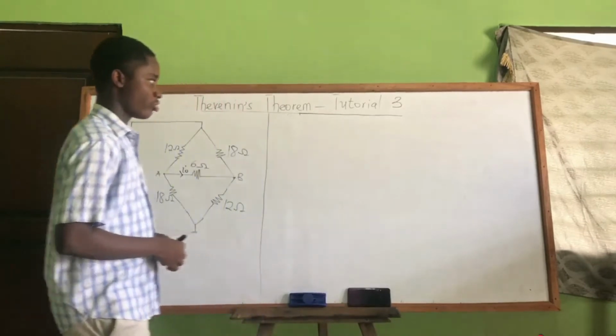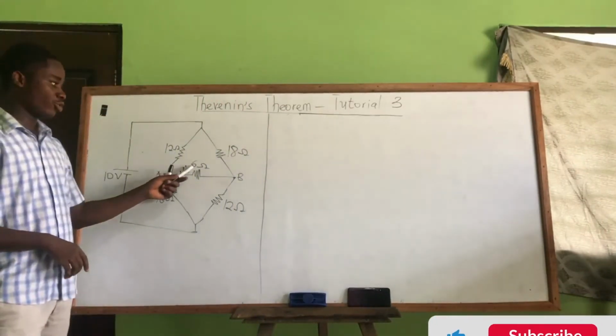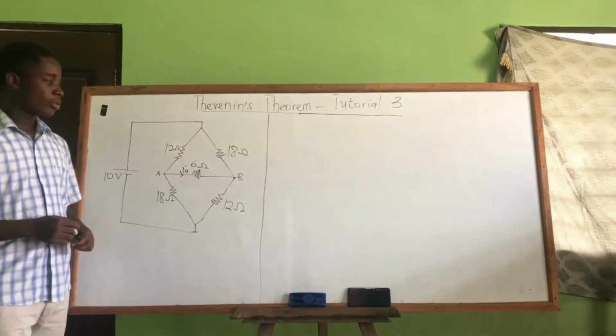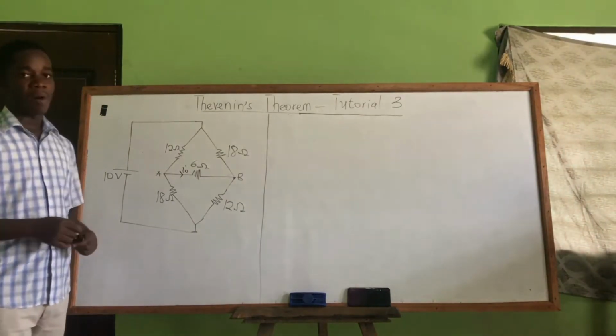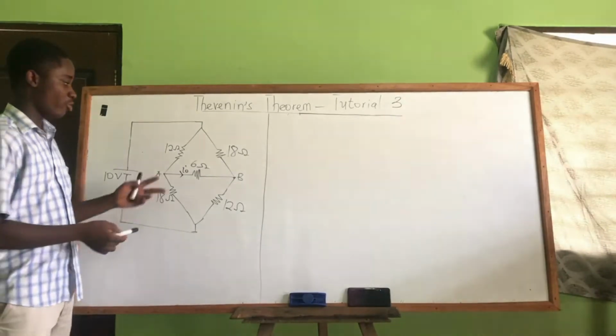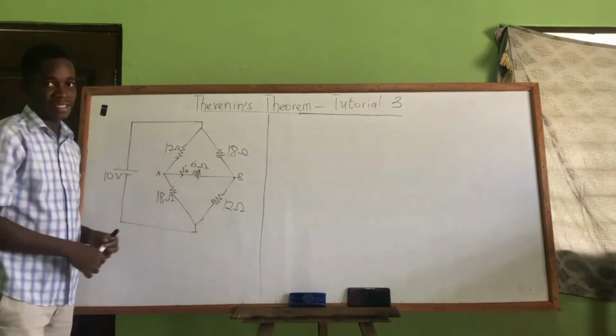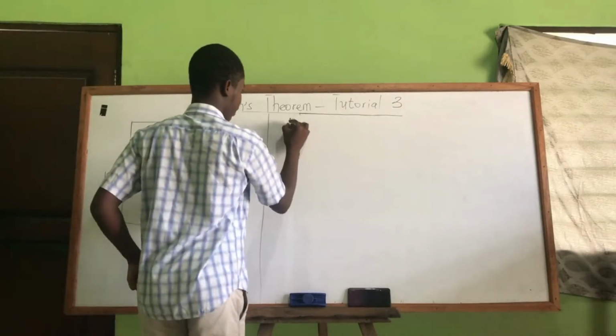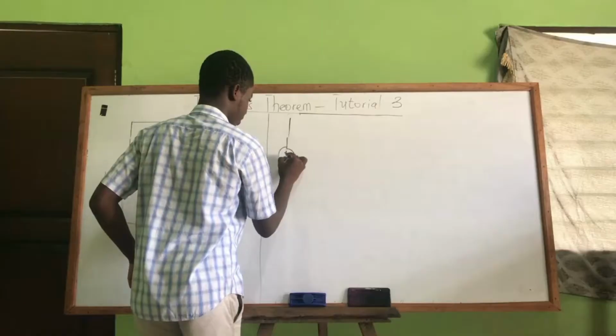In this tutorial we are going to find the current flowing through the 6 ohms resistor using Thevenin's theorem. We will start off by finding our VTH by removing the load from the circuit. We have the voltage source, a resistor here, another resistor here. So we've removed our load.